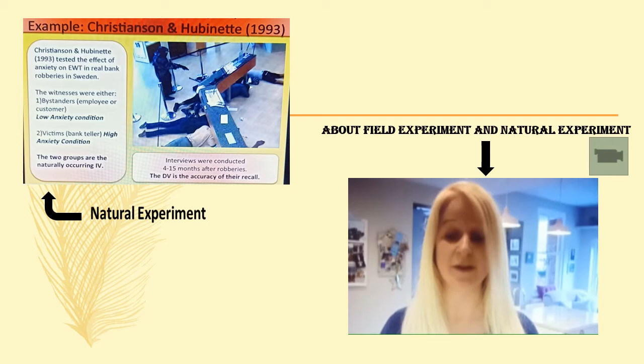Okay, so accordingly, it is the dependent variable and independent variable which tell the difference between the field experiment and natural experiment.